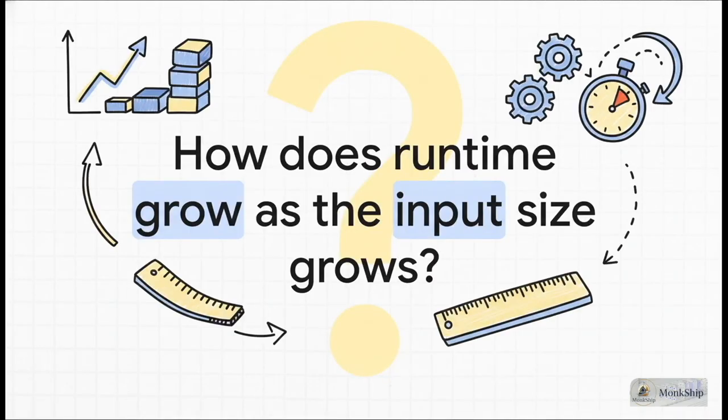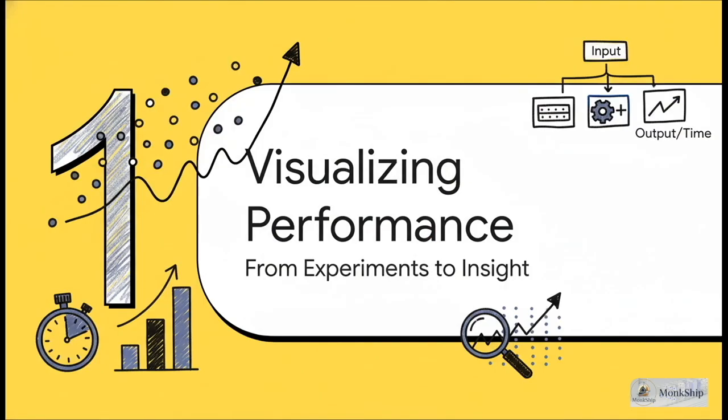So let's just toss that old question out. We need a better one, and here it is. How does the runtime of our function change as the size of the input gets bigger and bigger? This shifts the focus from a specific number to a pattern of growth or scaling, and that is what really counts.